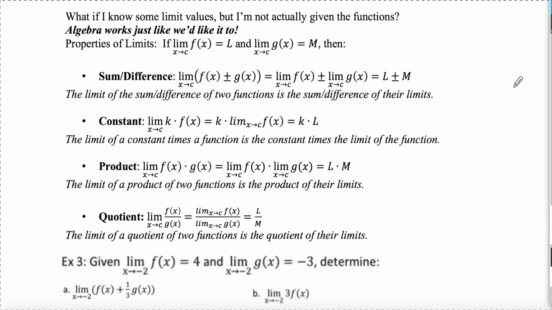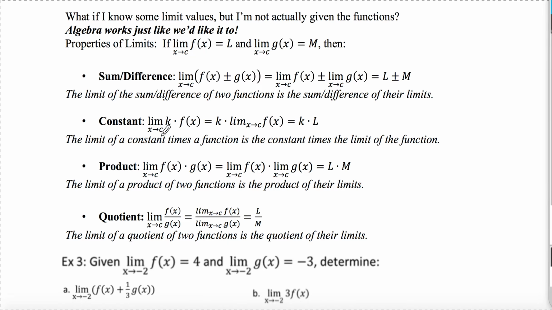We can add limits if we know certain things. Like if we know that the limit as x approaches c of f of x plus or minus g of x, we can actually break a limit like that up into the limit of f of x plus the limit of g of x as x approaches c. And if we happen to know those limits, basically we just add those values together. That's convenient.